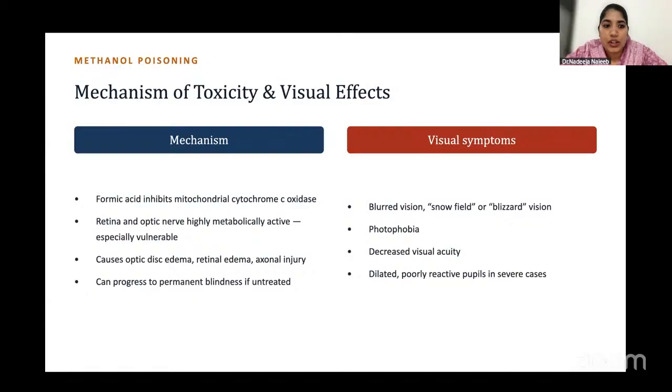How does the toxicity occur? Formic acid, the toxic metabolite here, inhibits mitochondrial cytochrome C oxidase. The retina and optic nerve are highly metabolically active. Thereby, when formic acid inhibits mitochondrial cytochrome C oxidase, it causes damage to the retina and the optic nerve. It causes optic disc edema, retinal edema and axonal injury. It can even progress to permanent blindness if the patient is untreated.